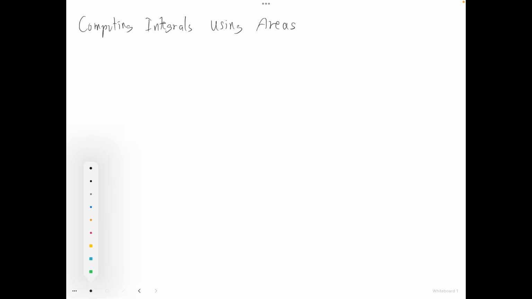And so we're just going to do two examples of this idea. So first we want to take the integral from 0 to 1 of the square root of 1 minus x squared dx. So we want to compute this integral. Now what we're going to do is notice first what the graph of the square root of 1 minus x squared is. So we want to figure out its graph.